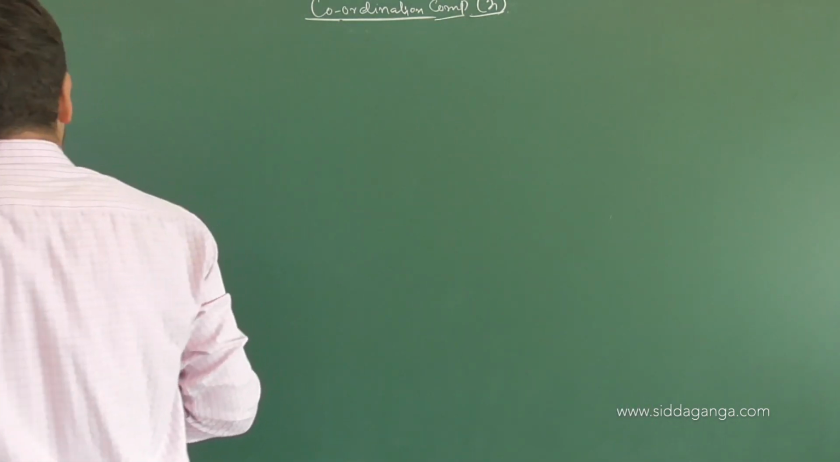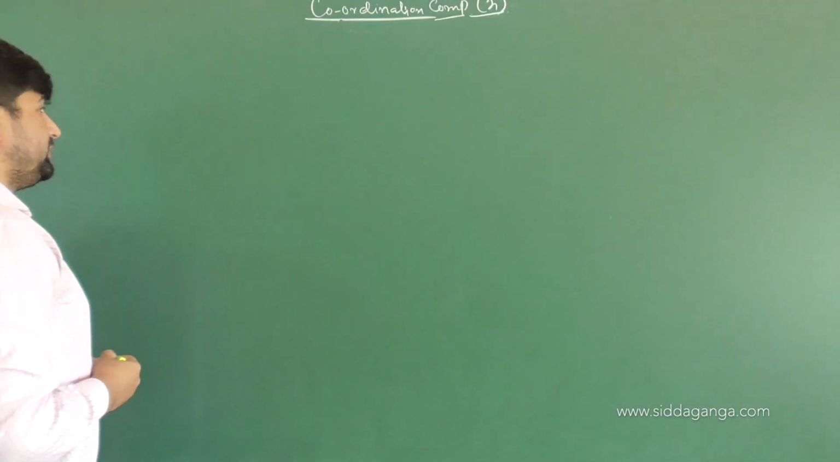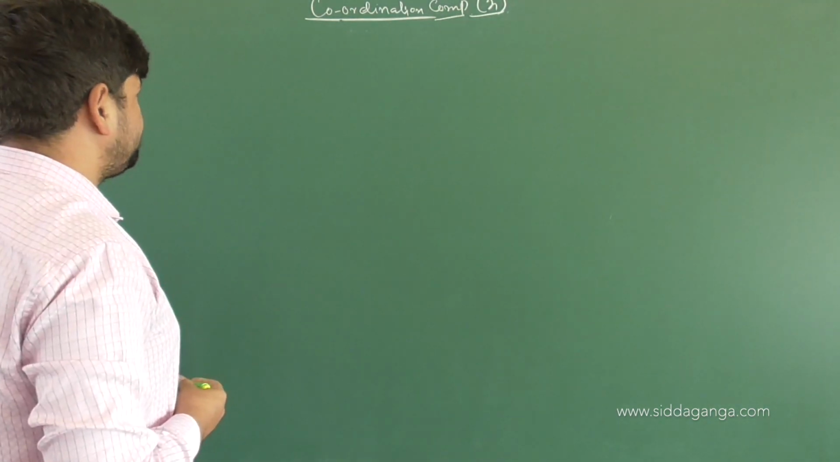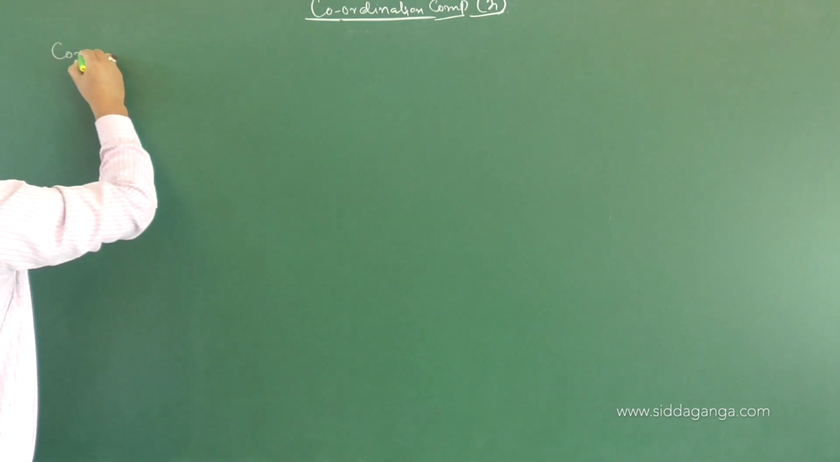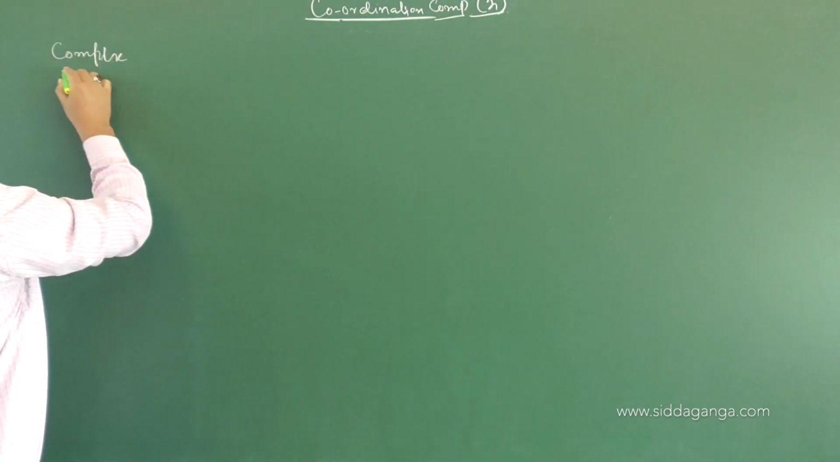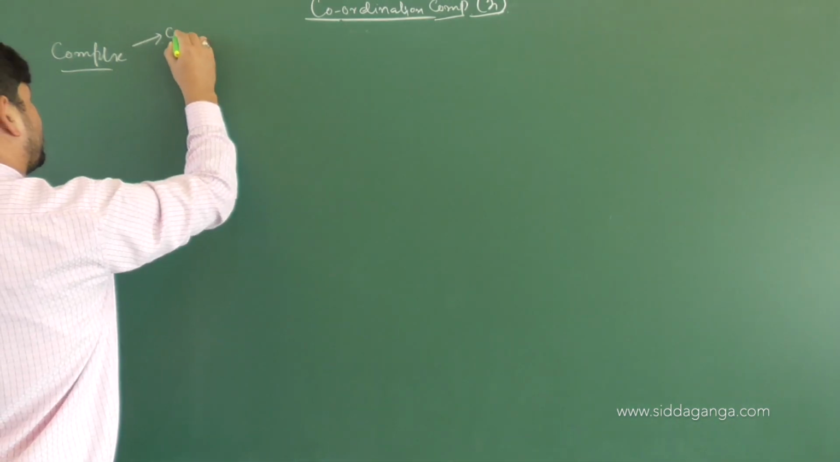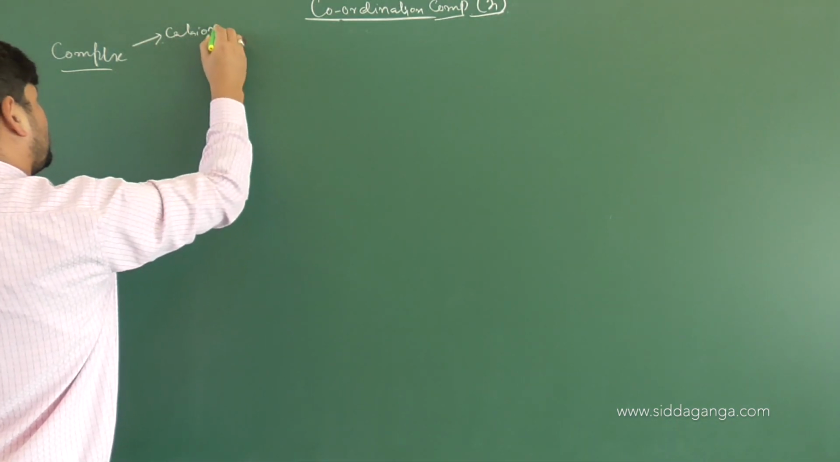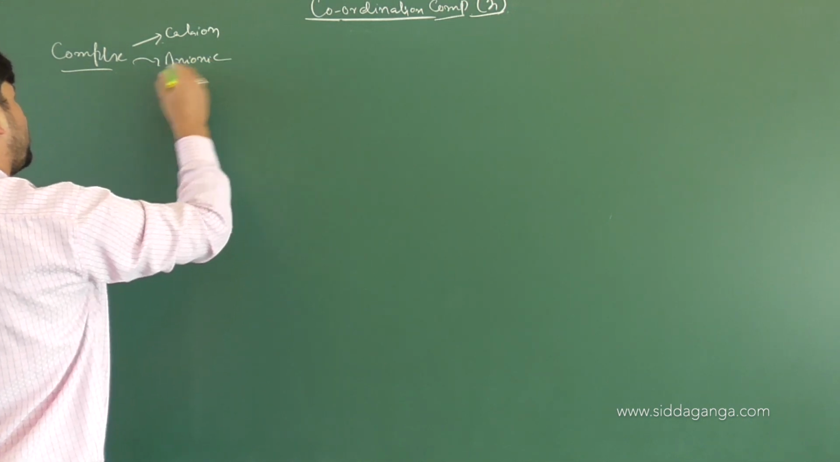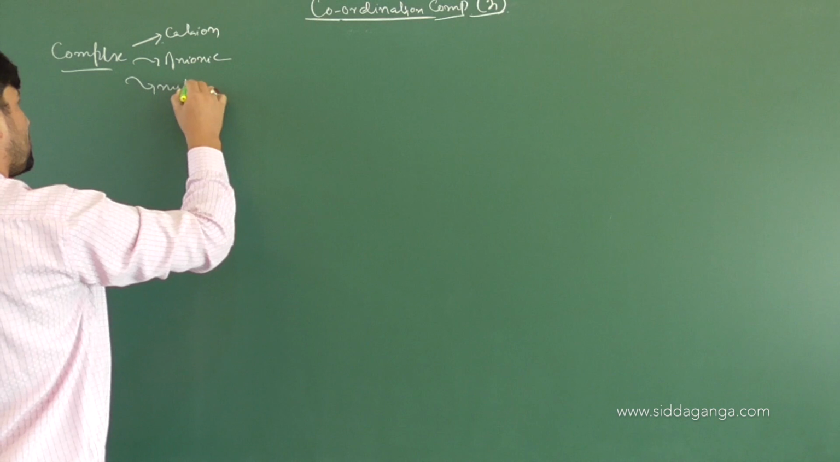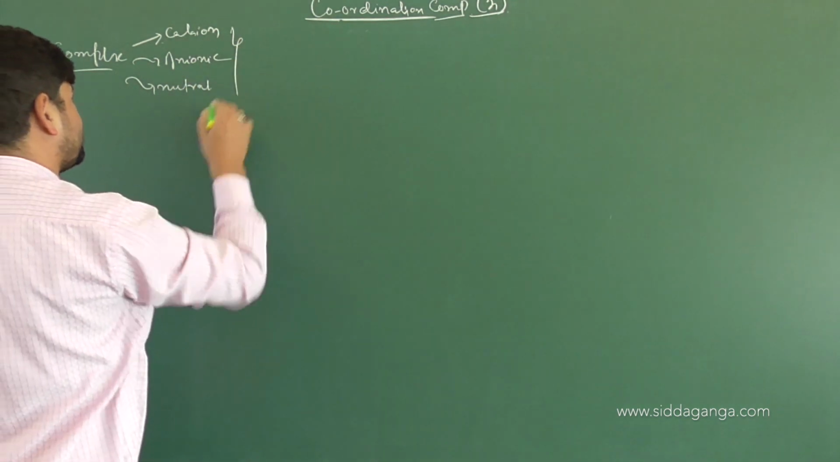Right. So let us have a look at different types of complexes. First off, children, when you look at the complex ion, this complex can be cationic or anionic, or it can be neutral. I hope I have explained the pattern there.